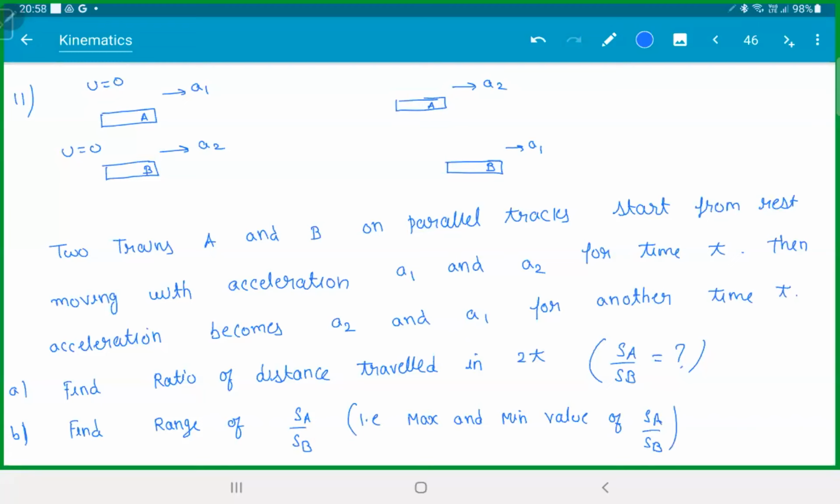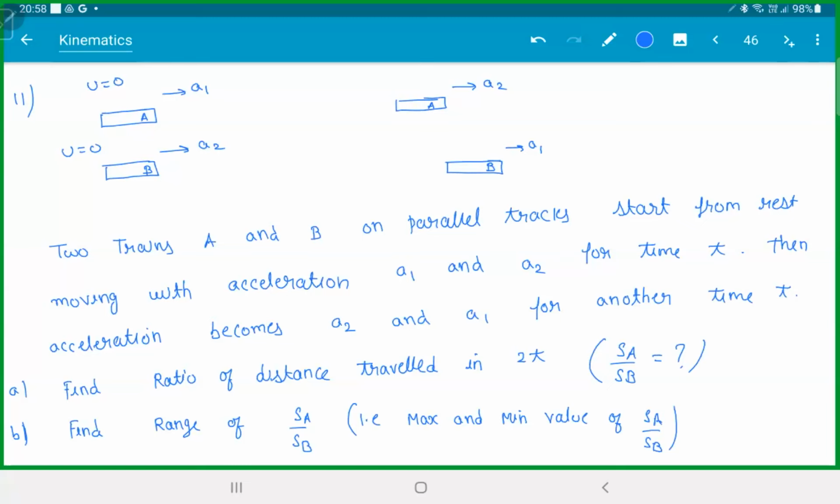I hope the question was clear. We have two trains, both starting from the same place. A has acceleration a1 and B has a2. If I give you numbers, train A has acceleration 1 meter per second square, B has 2 meter per second square. After 1 hour, A starts accelerating with 2 meter per second square and B starts accelerating with 1 meter per second square for another 1 hour. So the total journey is 2 hours.